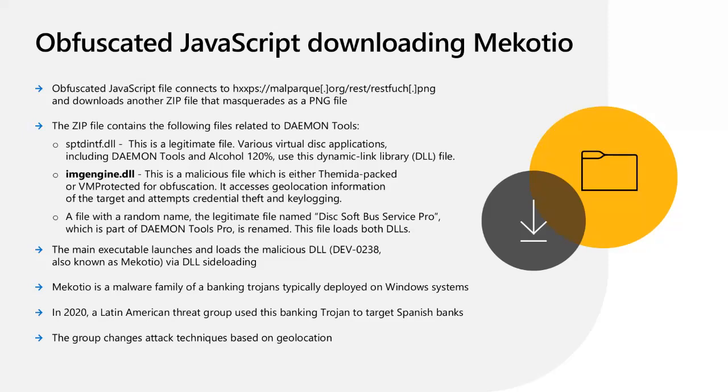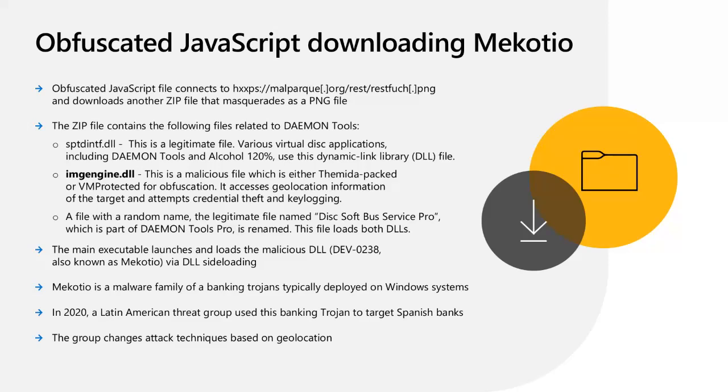But the next DLL, img engine.dll, is actually Themida packed or VM protected for obfuscation. This DLL is a combination of the original content plus the malicious content. With the help of DLL side loading, this DLL is executed, and the next stage activities of maintaining remote access, credential stealing, key logging, and collecting banking information are all performed.